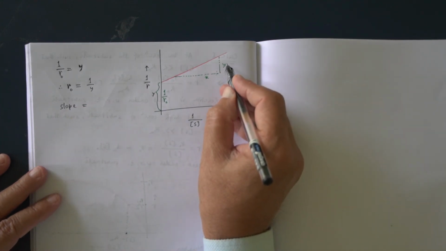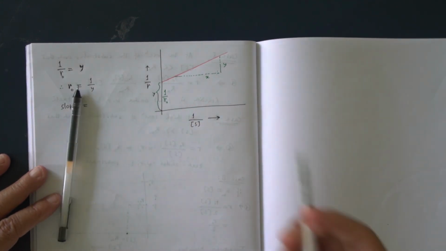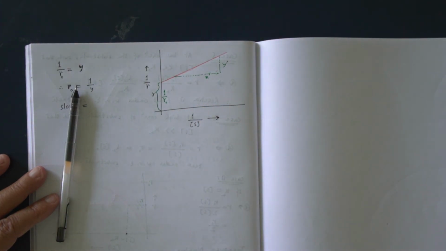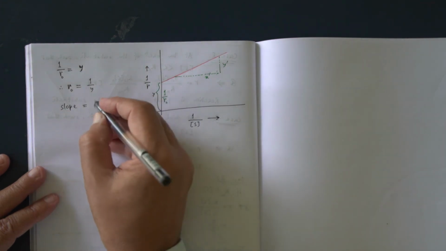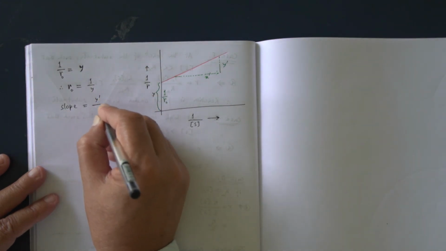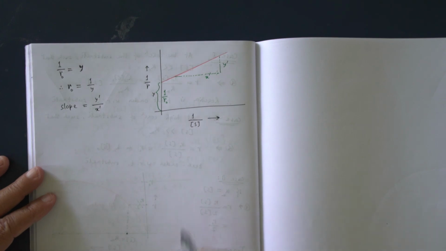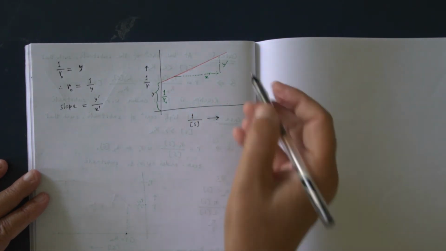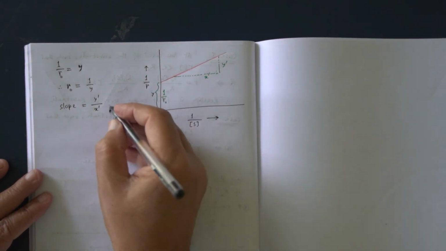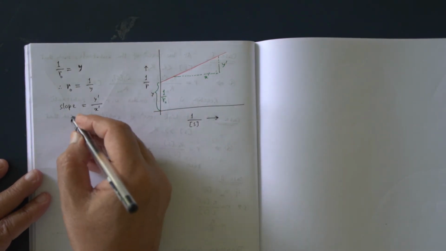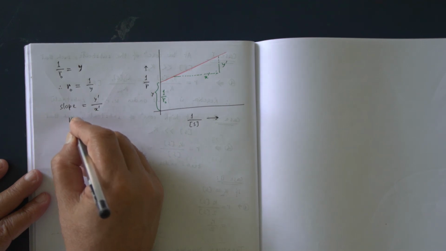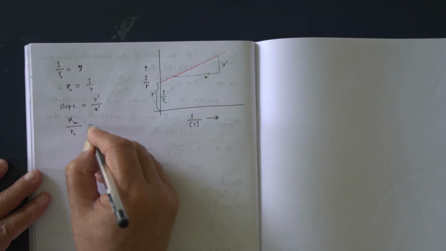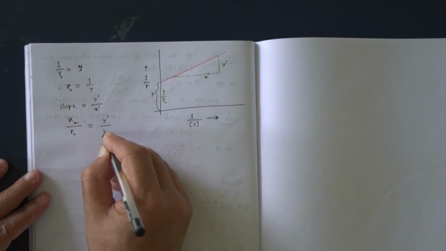Slope is equal to this, this is a y dash by x dash. So it will be y dash by x dash. Slope equal to tan theta, y dash by x dash. So we can find out the slope, and that must be equal to km by r naught. That is equal to y dash by x dash.